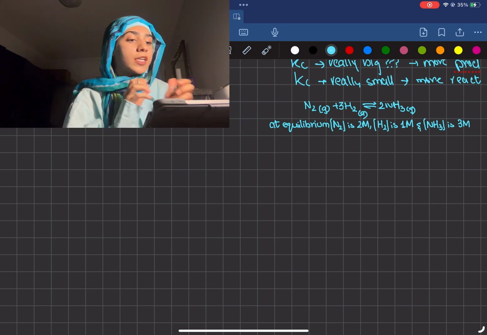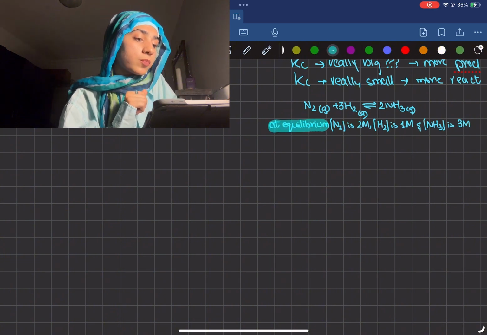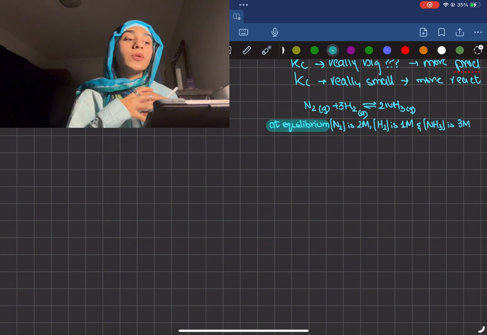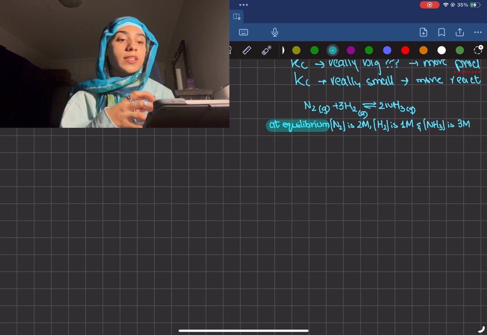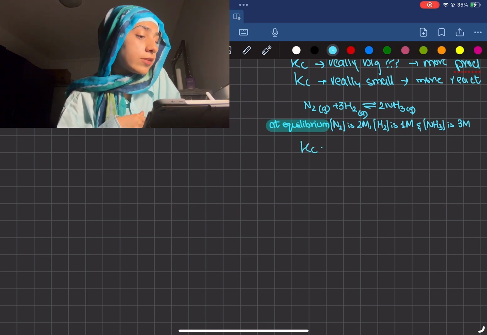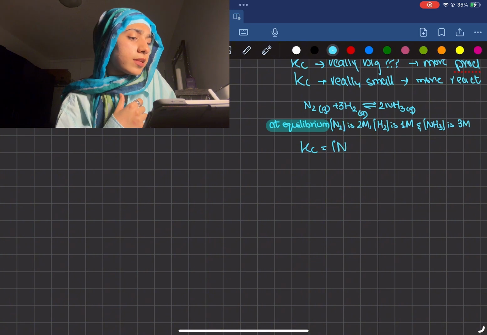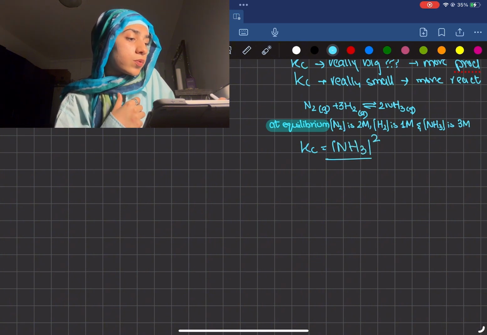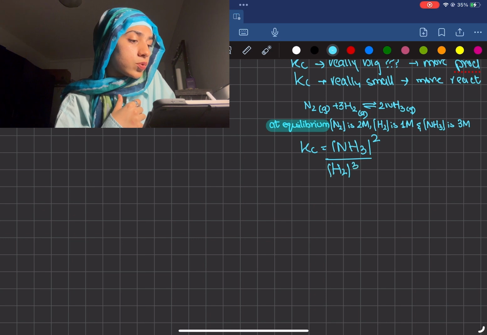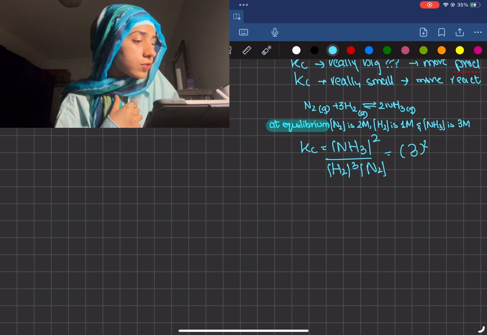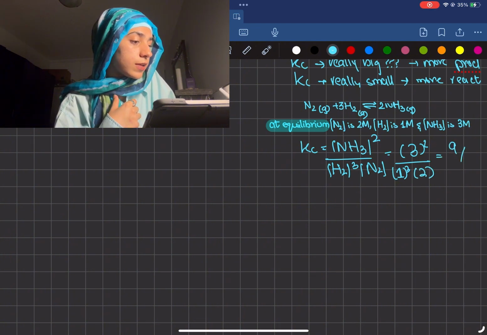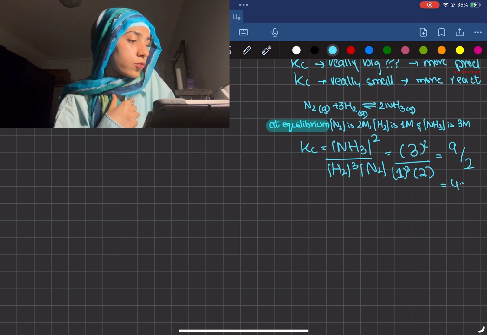Now something important over here is that you need to know that the values you put in for Kc or Kp are the ones that are at equilibrium, not the ones that are at the beginning of a reaction or the end of a reaction. The ones you need are the ones that are at the equilibrium. So over here, I don't need to worry about balancing it because it's already balanced. So NH3 squared over H2 cubed and N2. I'll plug in the values. So 3 squared divided by 1 cubed, and this is just 2. This would give me 9 divided by 2, which is 4.5.